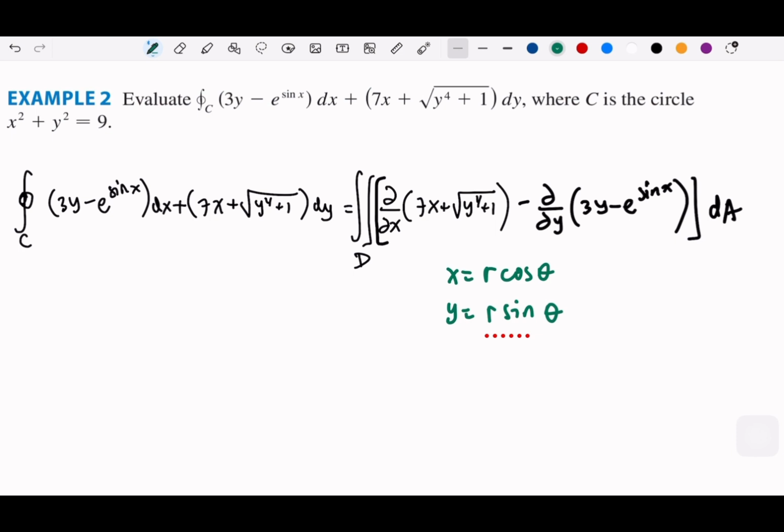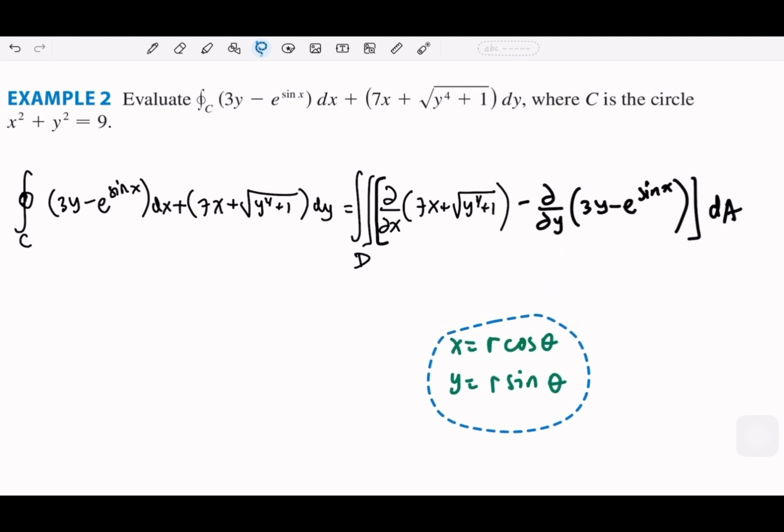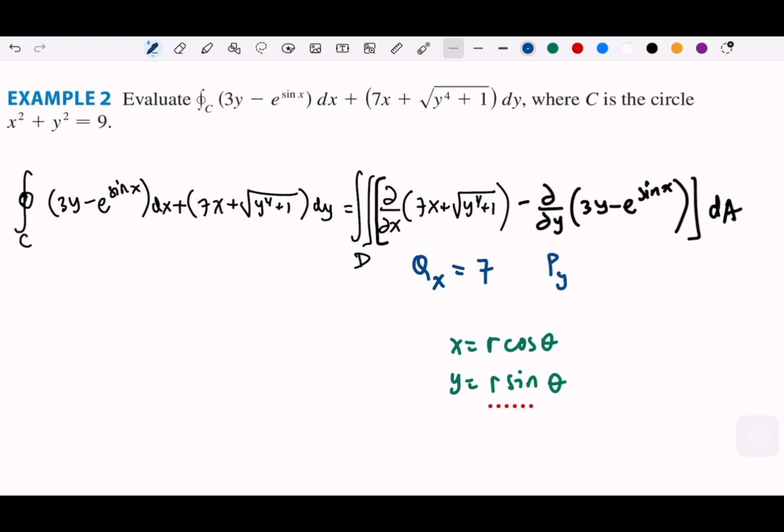Or perhaps we could solve this first. So we can write Q_x is 7, P_y is 3. I think no need for conversion in this one. We can just use directly the double integral for the circle.